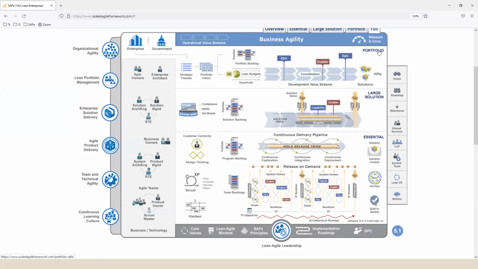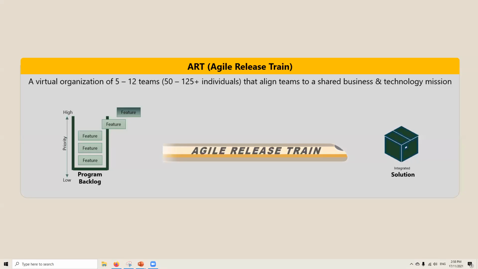If you look at it, there is a portfolio, large solution, a program level and a team level. So team backlog for team level, program backlog for program level, solution backlog and portfolio backlog for the respective levels. We are talking about program level, which is team of teams. All the individual teams on this train are aligned to common technology and shared business visions, and the features they develop come out of a single program backlog. And what do they do together? They build an integrated solution.